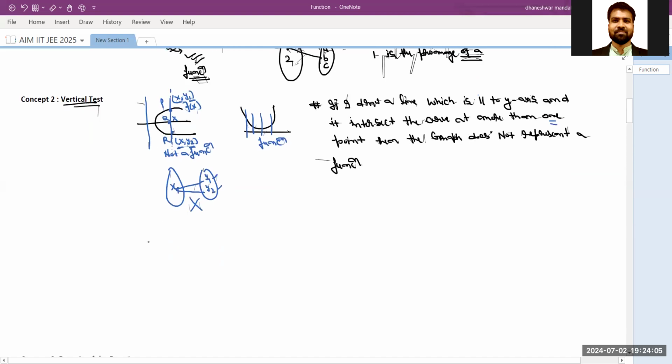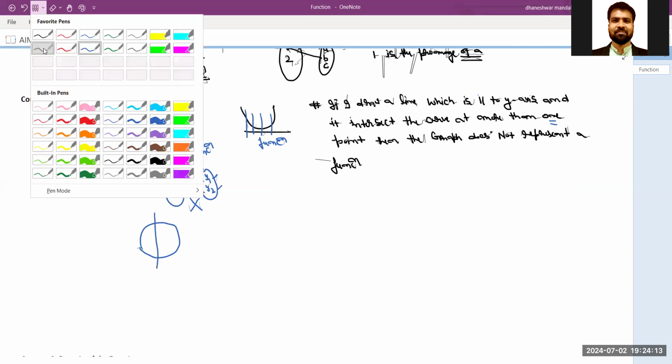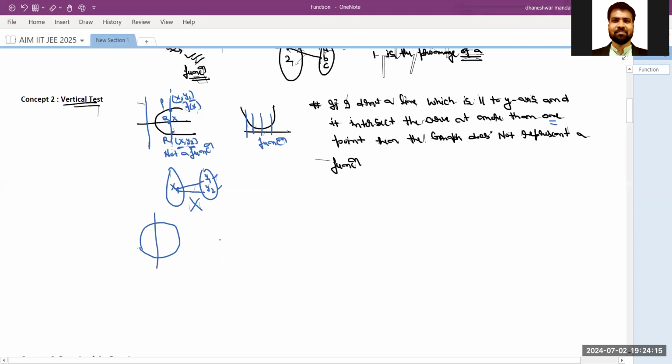Okay, so in a similar way, if we have a circle, if I draw a line, see, two intersection points are there. It means the graph of a circle is not a function. Okay, is this clear to everyone? If I draw any vertical line and it intersects the curve at only one point, then it is a function.